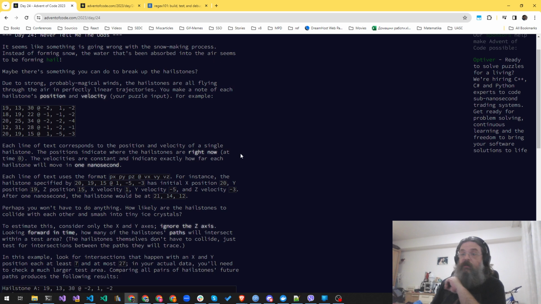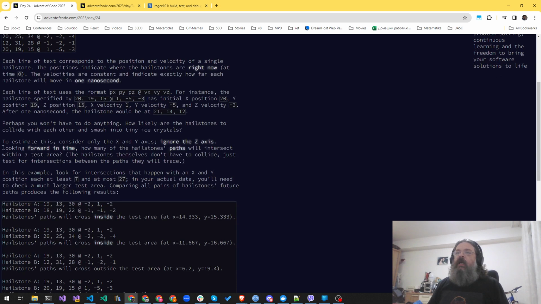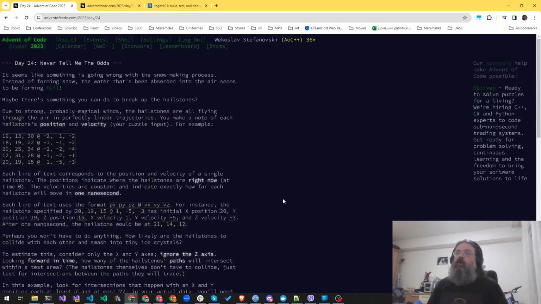So for the first task, fortunately, it says ignore everything z. And looking forward in time, so only forward in time, how many of the hailstone paths will intersect within a test area? So we have some test area and we'll need to see if two hailstone paths do intersect inside that area, but only moving forward in time. So we have things that are not really straight lines, but they're half of a straight line. They're starting at point zero and then they're continuing on.